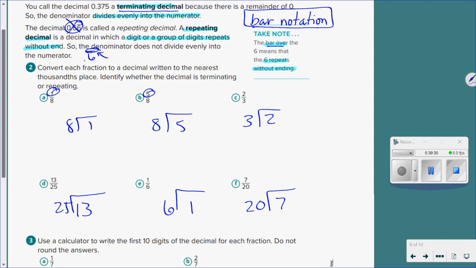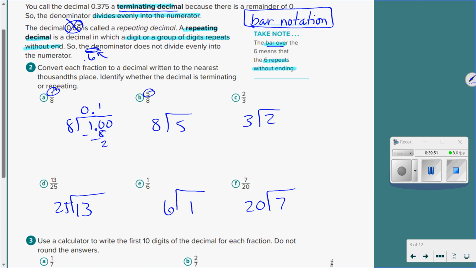Okay, I'm not going to do all these because quite frankly we don't have time, but I'm going to do a couple just to make sure everybody understands the process. So on the inside I'm going to add a decimal and a 0 because 8 won't go into 1. My decimal comes straight up. 8 goes into 10 once. Subtract 8 leaves me a 2.